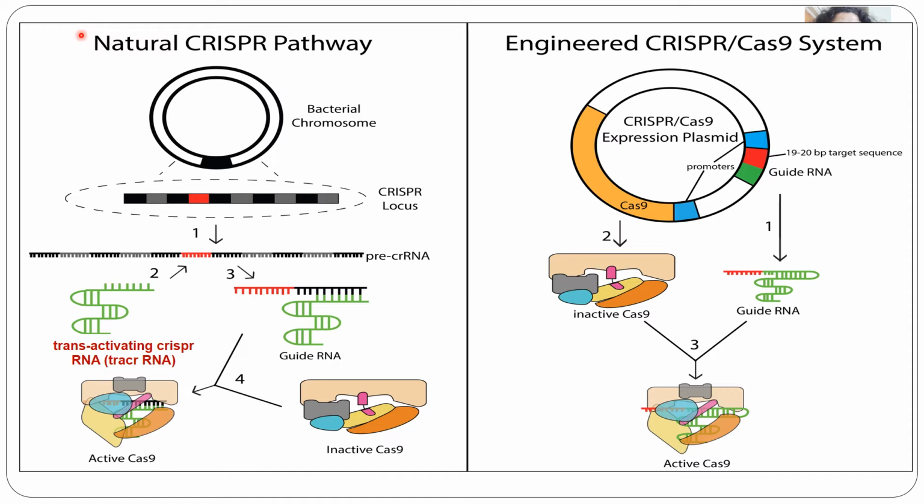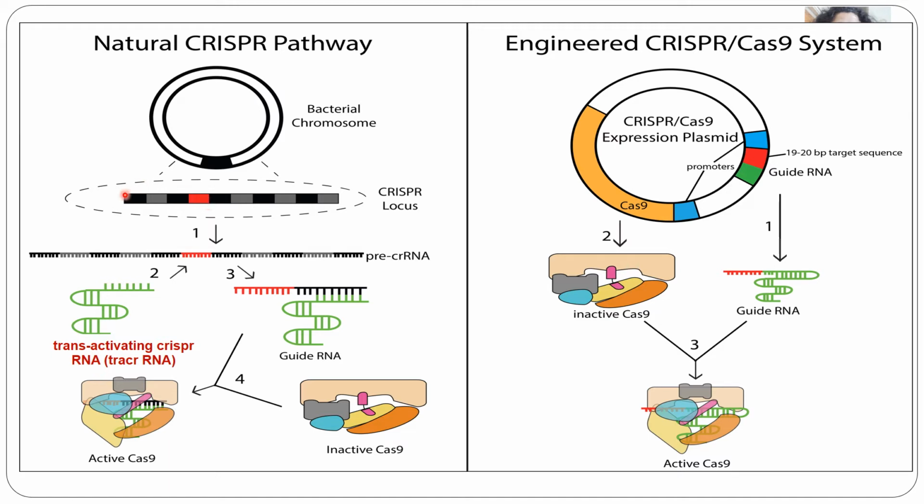So, in my previous presentation, which I uploaded a few days back, I had discussed in detail about the natural CRISPR pathway. Let us look at the components of the natural CRISPR pathway. It includes the bacterial chromosome, and in the bacterial chromosome, there is a CRISPR locus, and in this locus, bacteriophage DNA is incorporated. Now, what is a bacteriophage? Bacteriophage is the virus that attacks a bacteria. So, whenever a bacteriophage attacks the bacteria, its DNA is incorporated into the bacterial chromosome.